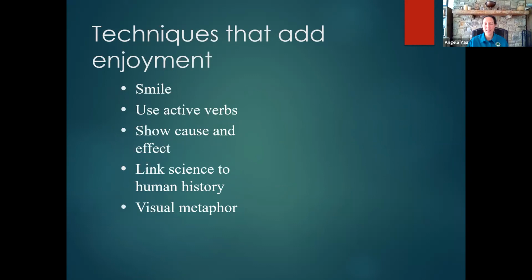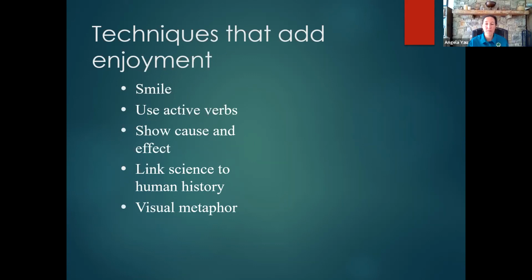It helps them to see you as not only approachable, but also that you're excited about it. So it shows your passion for your subject. We use active verbs. We like to show the cause and effect, kind of connect the dots for people. That's part of that holistic picture, showing the big picture. If we're talking about science, it's really good to link that science to human history, or link it to experiences within your audience. Those are ways that people can help connect. It can help them relate, and that relatable is also enjoyable.